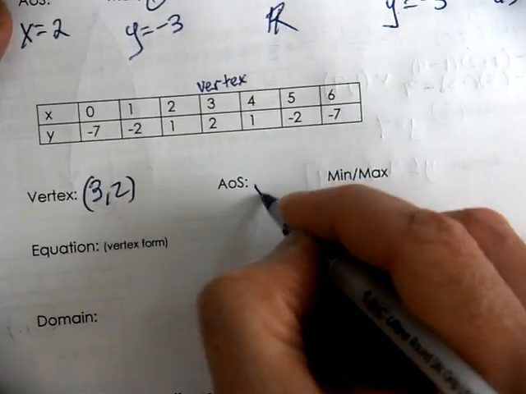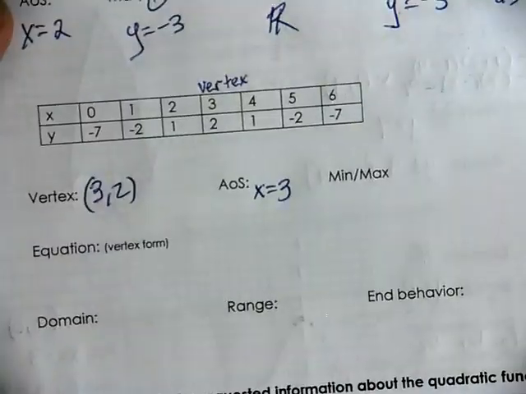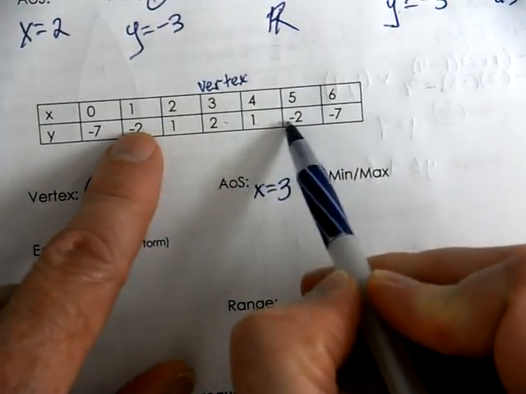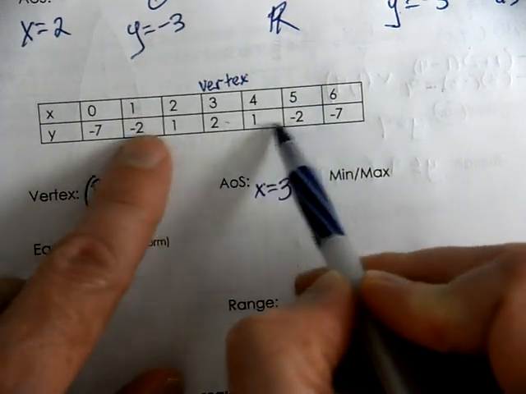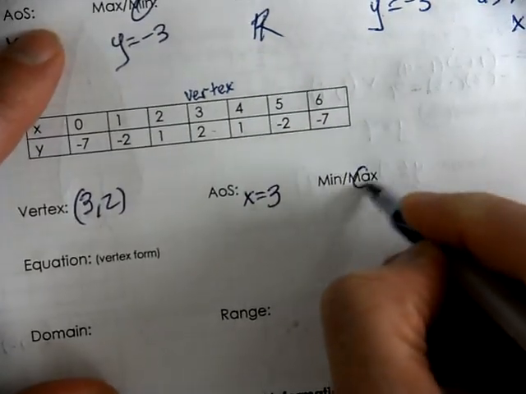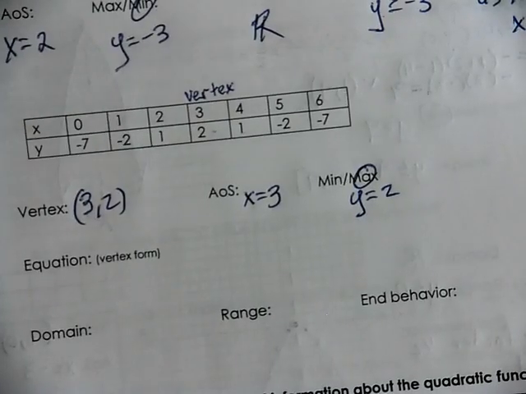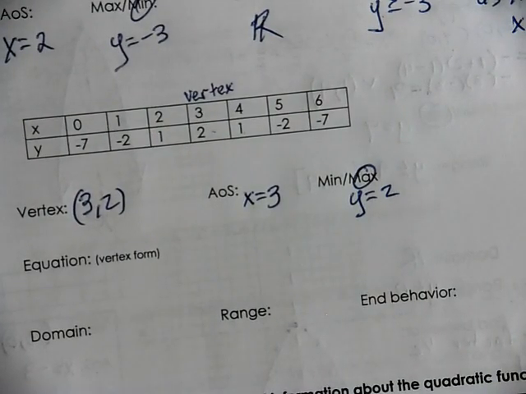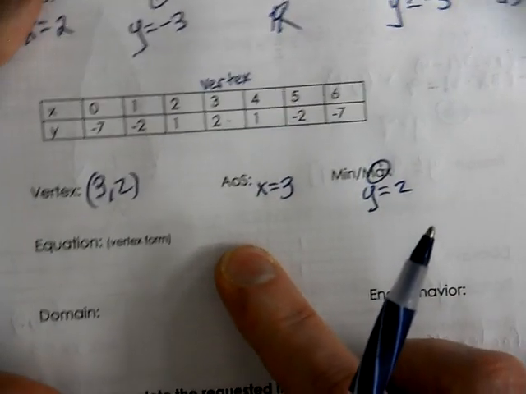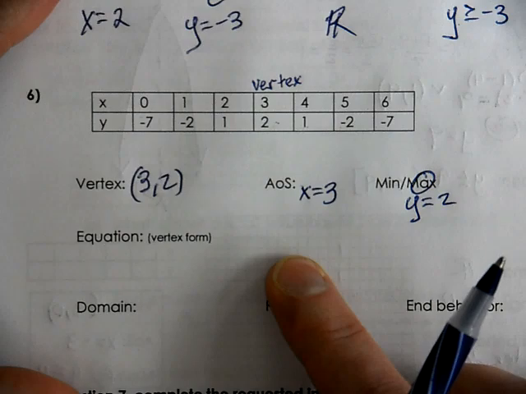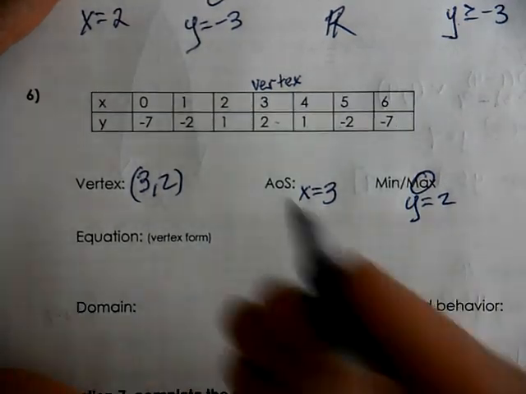My axis of symmetry is going to be the x value. And if you'll notice the vertex, the numbers are getting smaller to the side, so it's going to be opening downward, so it has a high point at y equals 2. We're going to write the equation. Well, we have to figure out what the x is. We can use algebra, or we can use the second difference.